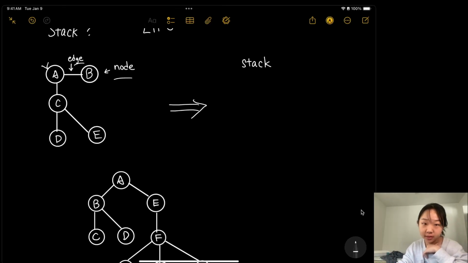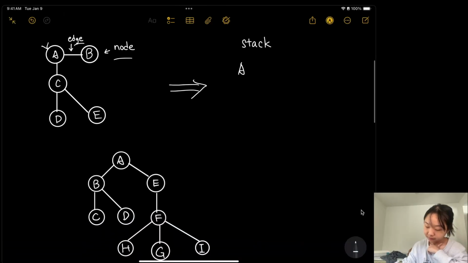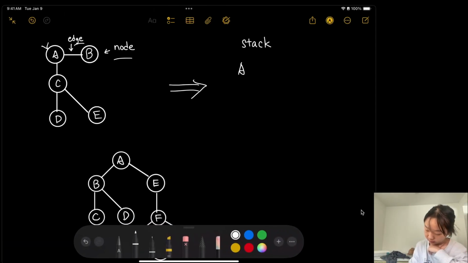So to solve this question, we build a stack. And the first thing we do is put A onto the stack. Let's see, here is the stack and A is put into it. And we look at the neighbors of A, which is B and C. So now, we mark A as visited. Maybe mark it red. And A is now visited. And we remove it from the stack and put B and C onto the stack.